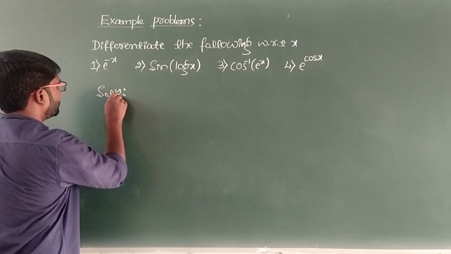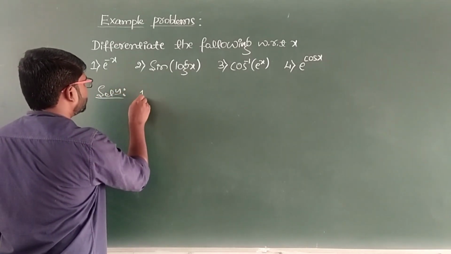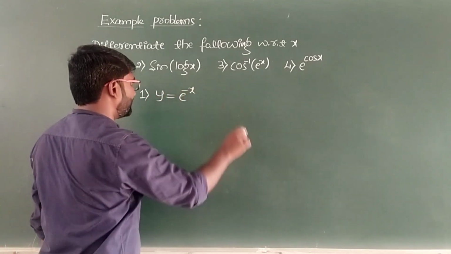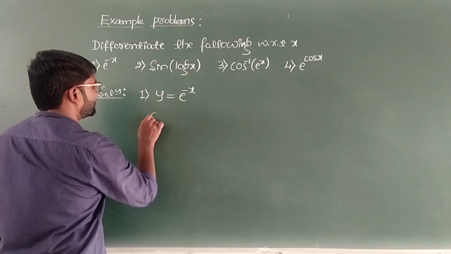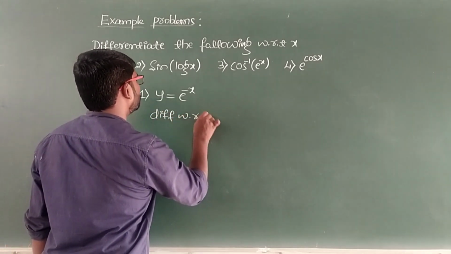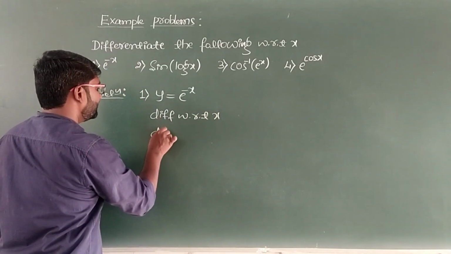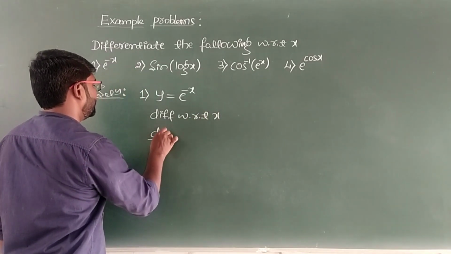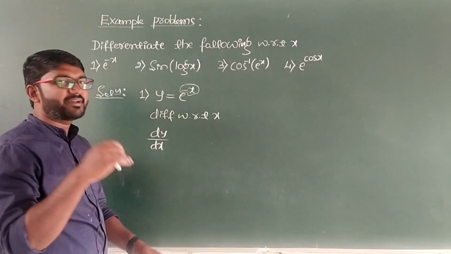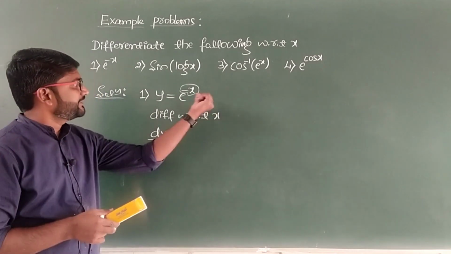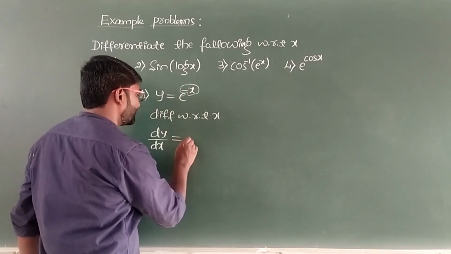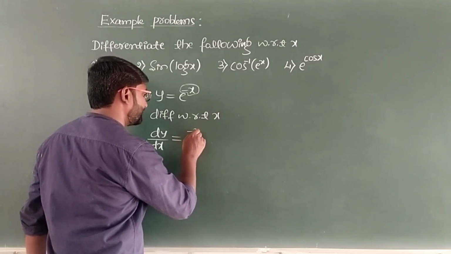First one, question number 1. I'll take this as y which is equal to e to the power minus x. Differentiate both sides with respect to x. So we get dy by dx. Now I should consider this as x. We have to differentiate as e power x. The derivative of e power x is e power x itself. So I write e power x, where the exponent is minus x.